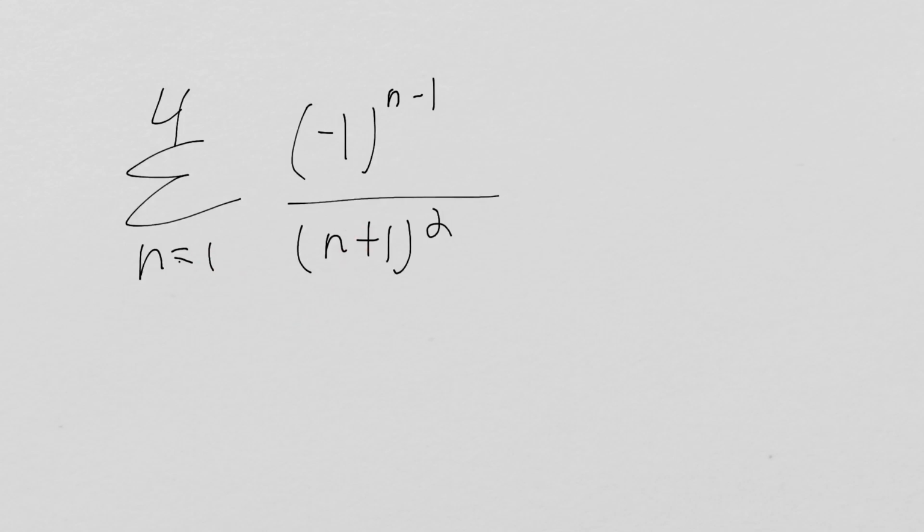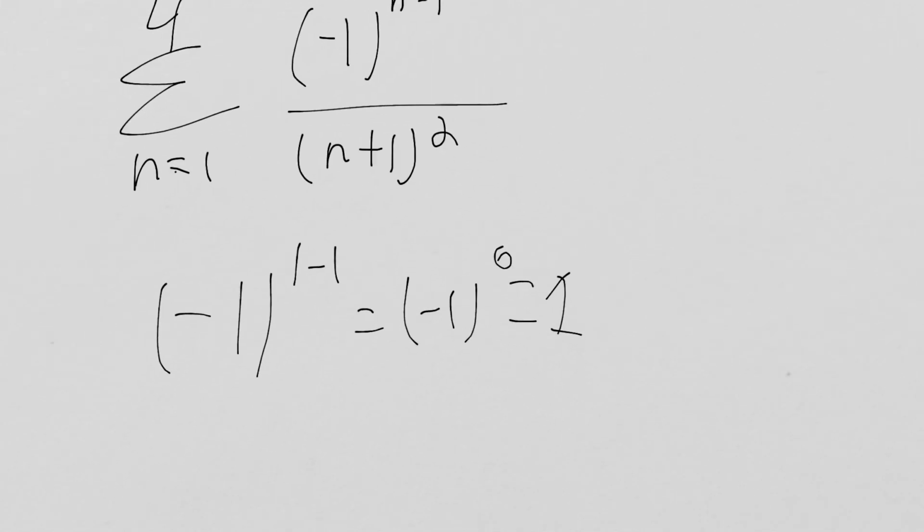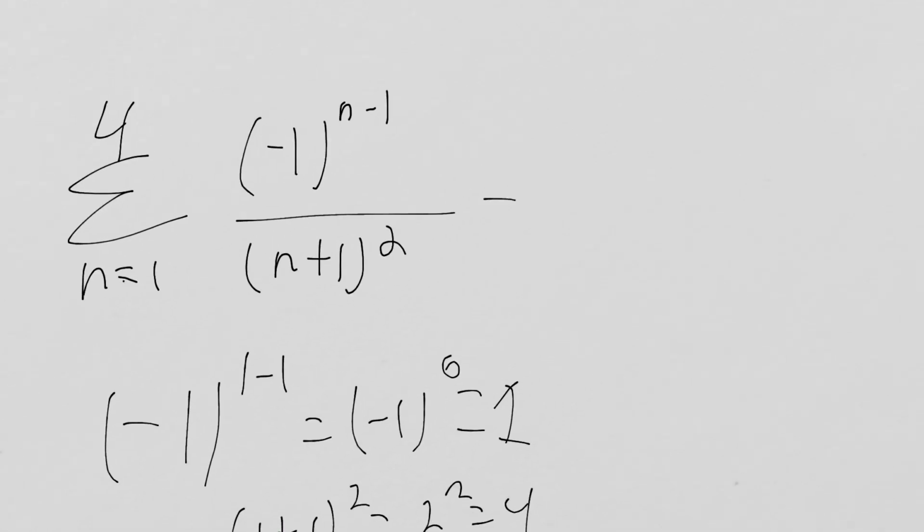So first thing we should notice is that when we plug in 1, we get -1 to the 0, which is positive 1. That means that we're starting positive. And then obviously when we plug in 1, we get 1 plus 1 squared, which is 2 squared, which is 4. Okay, so our first term is 1/4.